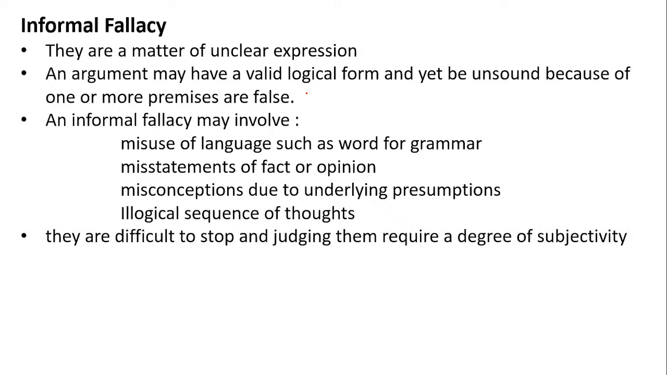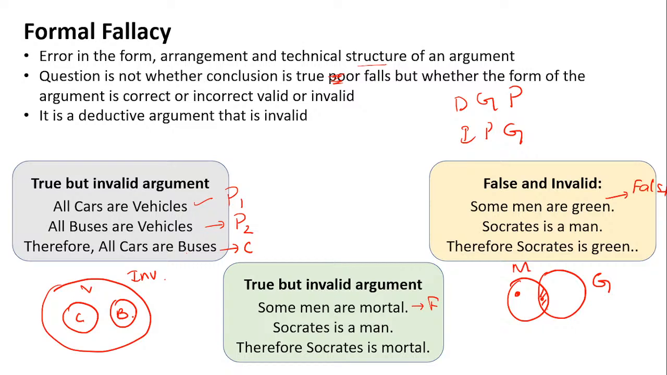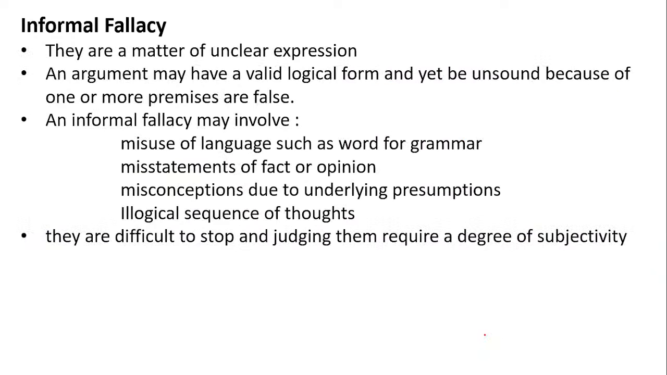Formal fallacy has a problem with the structure, like here, where I cannot say all cars are buses. Also, if I look at this statement, some men are mortal, Socrates is a man, therefore Socrates is mortal. Even here the premises are true, although all men are mortal, but if you draw the Venn diagram of this, it will be incorrect. But informal fallacy has a problem with the content of the argument.